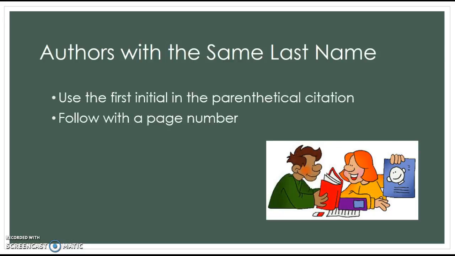Now, what if the authors have the same last name? You're going to use the first initial in the parenthetical citation and follow it with a page number. So, an example of this would have the first initial, a period, last name, and then the first initial again, period, last name, both in parentheses with a period to follow.